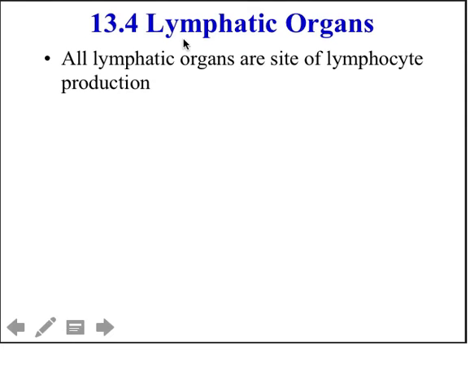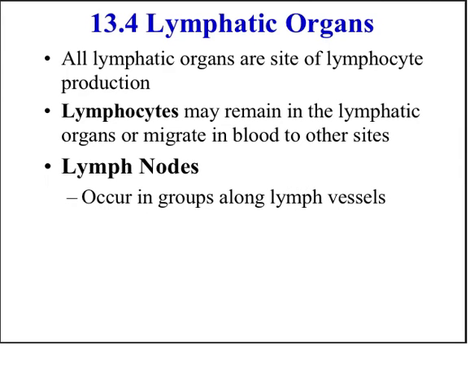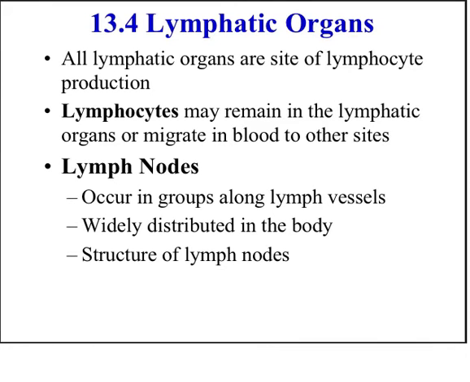All lymphatic organs are sites of lymphocyte production. So lymphocytes are made immunocompetent in these regions. They mature here. They may remain in the lymphatic organs, or they may migrate to other sites. If they remain in the organ, they're called fixed lymphocytes, and if they migrate, they're wandering. The lymph nodes occur in groups along the lymph vessels. They're widely distributed throughout the body.